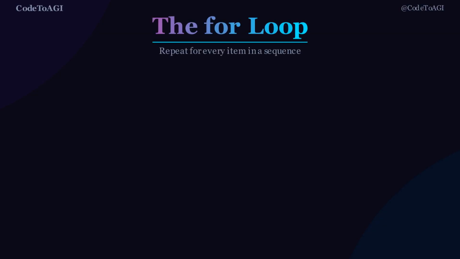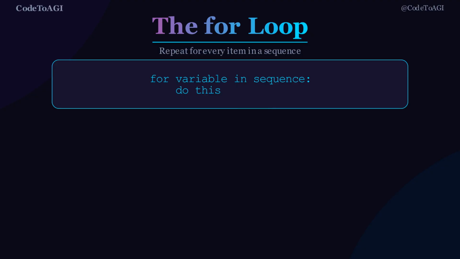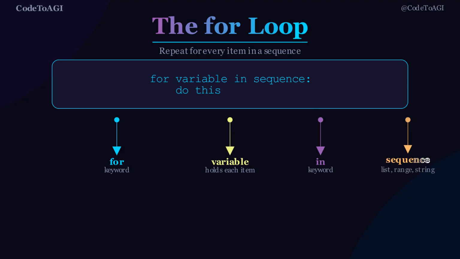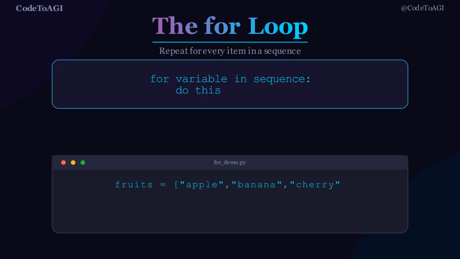The for loop repeats a block of code for every item in a sequence. The syntax has 4 parts. First, the keyword for. Second, a variable name. This variable holds each item one by one. Third, the keyword in. Fourth, the sequence to loop through. Then a colon. The indented code below runs once for every item.